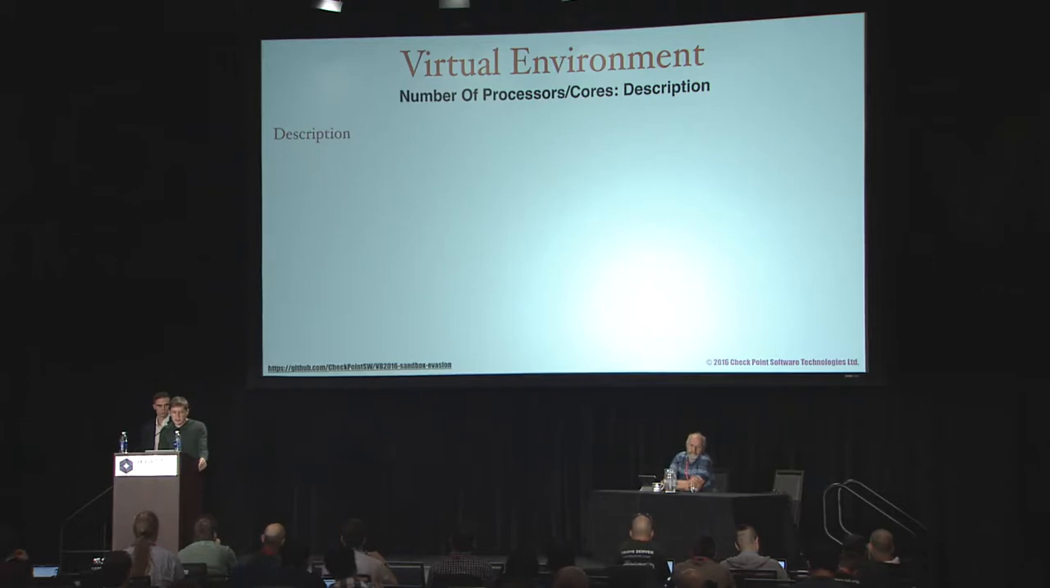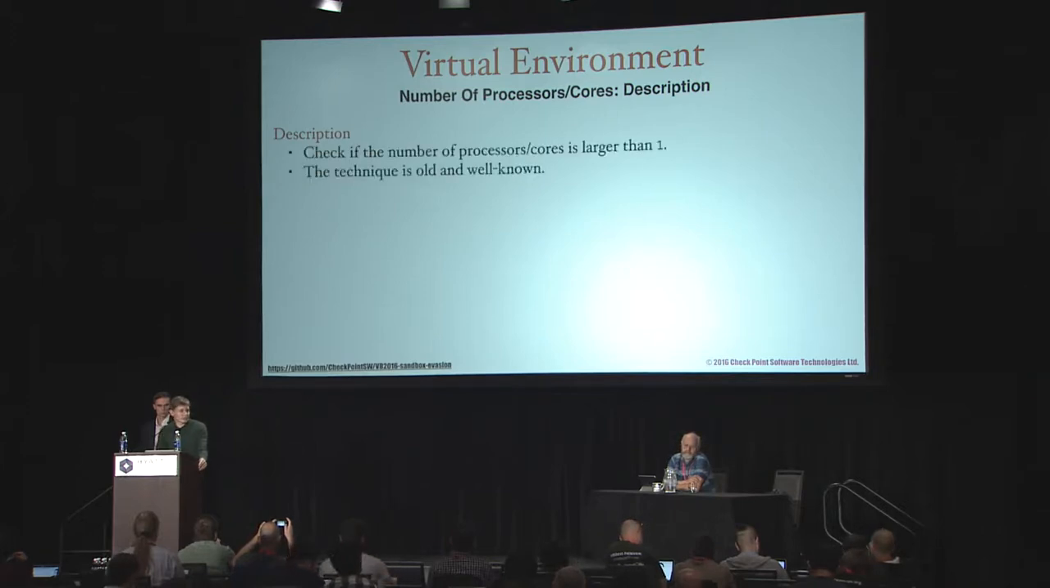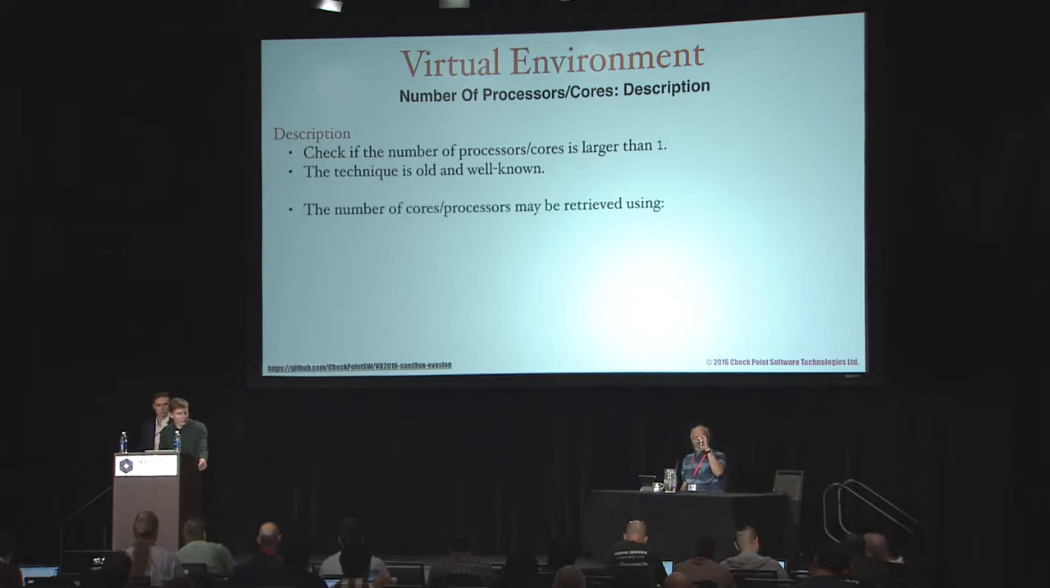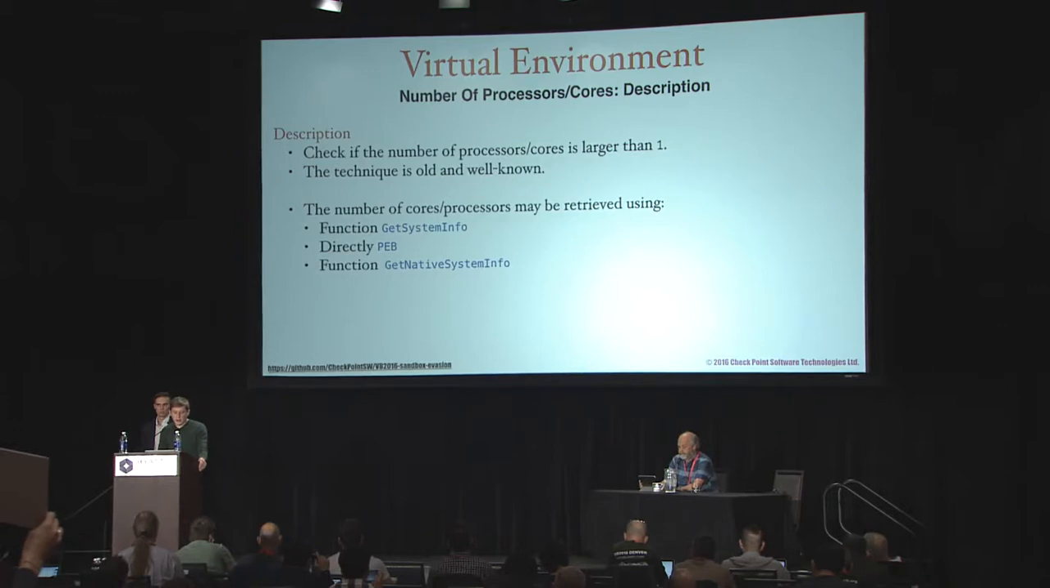So the second technique is based on the fact that usually sandbox VMs only run on a single core, while real machines utilize more than one, of course. So malware uses this fact and checks the number of processors to figure out whether it's running in a virtualized environment or not. Let's take a look at how the number of cores can be retrieved nowadays by the malware in the wild. First of all, it can use the function GetSystemInfo. It can get it directly from PEB, or it can use the GetNativeSystemInfo API. Unfortunately, all these can be patched.